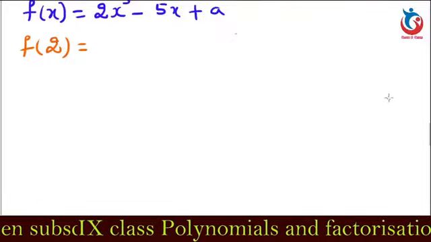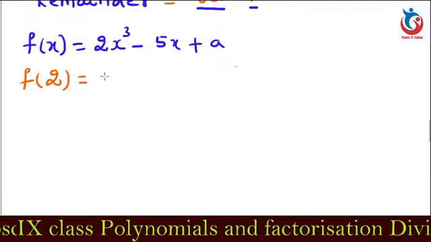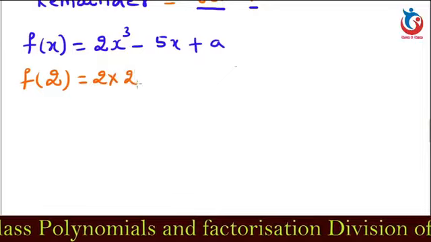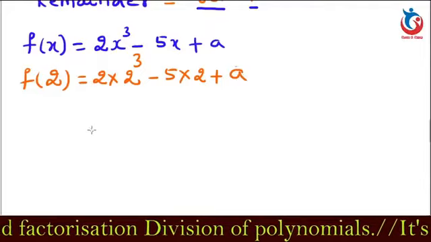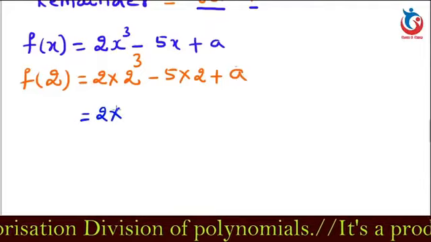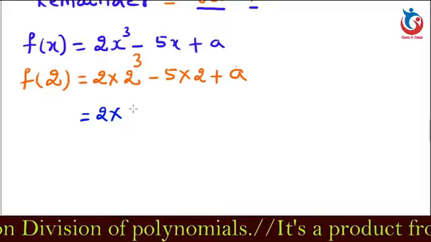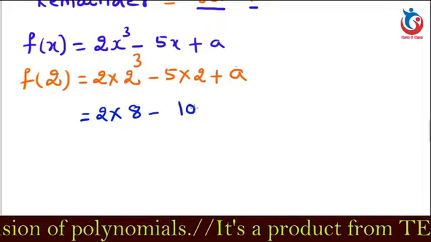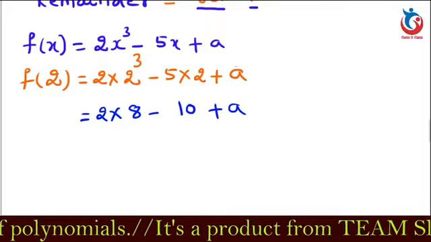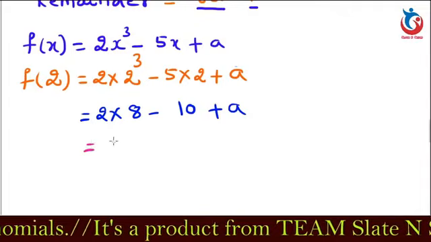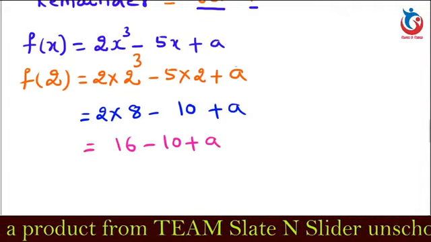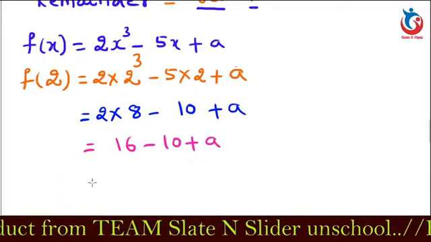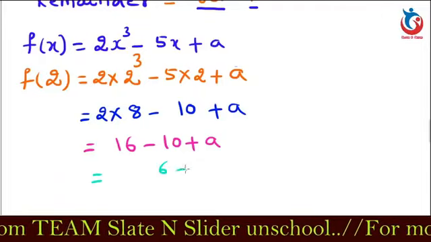So 2 into x cube means 2 cube, minus 5 into 2 plus a. So equal to 2 into 2 cube means 2 into 2 into 2, that is 8, minus 5 into 2, 10, plus a. We will go on with some simplifications. So 2 into 8, 16, minus 10 plus a. So simplify, we get 16 minus 10, 6 plus a.